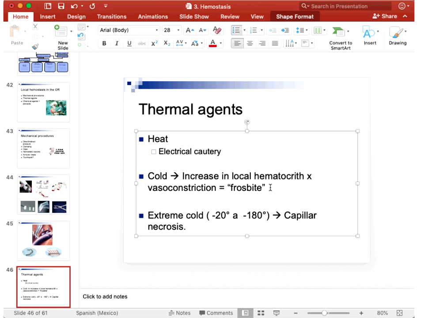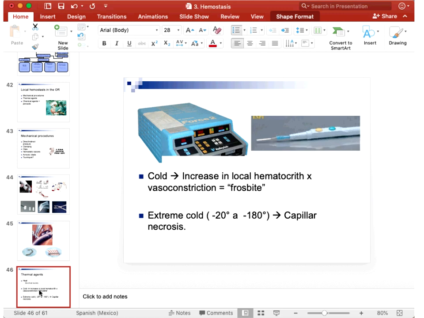You can see pictures, especially in Michigan, the Michigan Lake and Washington area. You can see frostbites in the fingers, frostbite lesions in the tip of the nose, and frostbite lesions on the ears. So this is quite common on extreme cold, but we use cold to stop the bleeding as well.